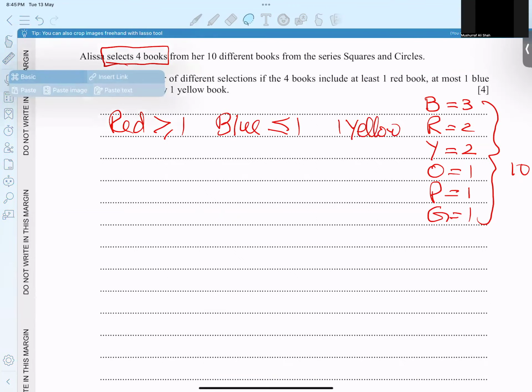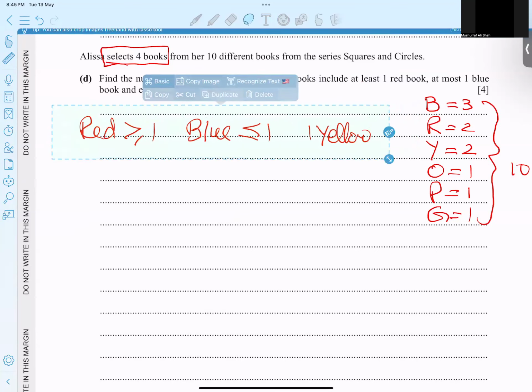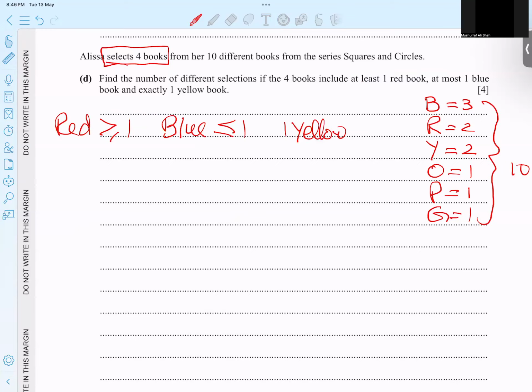Hold on. So I need to talk in some other language even. What does at least red mean? Because basically reds are 2. So we have 2 options, 1 and 2. Blue is maximum 1. So it means blue is 1 option and 0. But 1 yellow means 1 yellow. We have no choice. We cannot skip yellow.